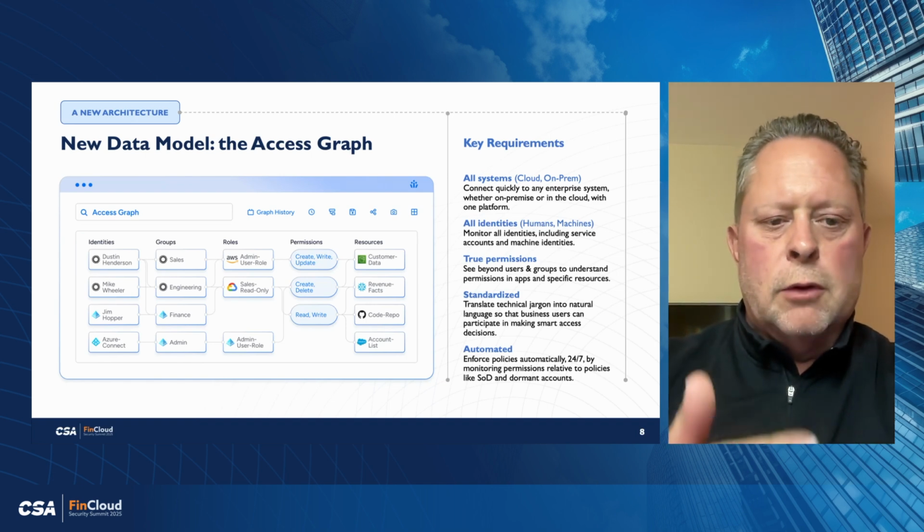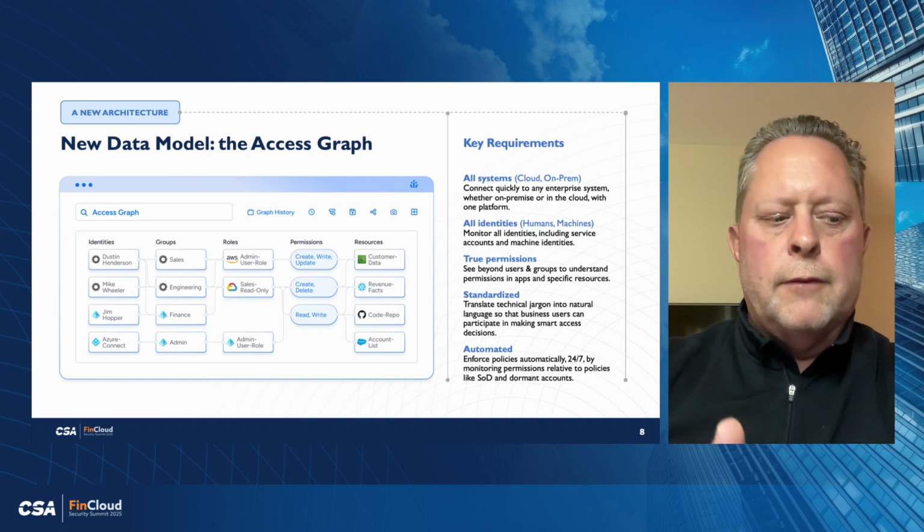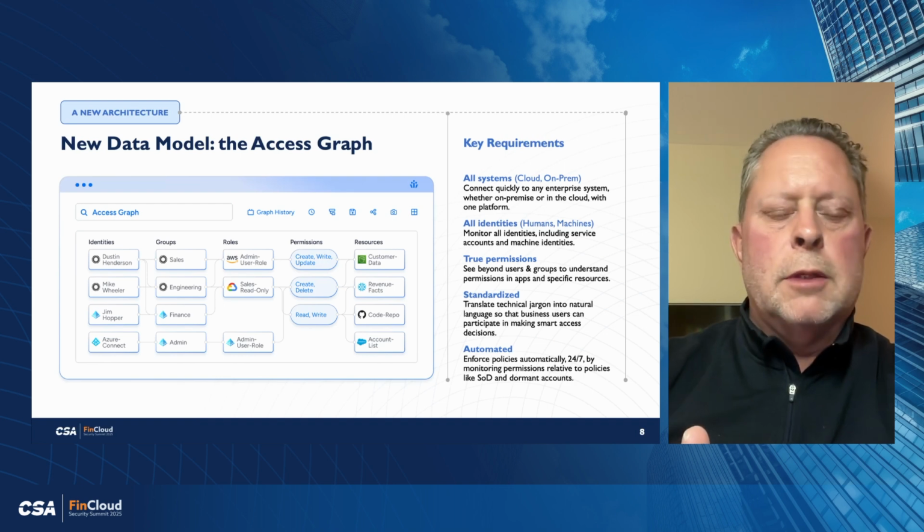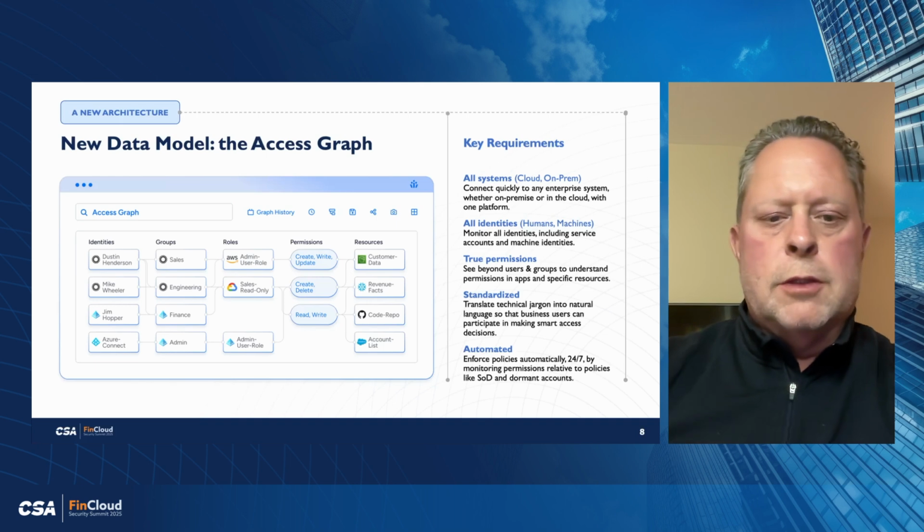So the access graph basically takes all components of what I call the identity access chain. So you have your identities, you have your groups, which a lot of times exist in your IDPs, whether it's Microsoft, whether it's Okta, whether it's Ping. And then you have your roles, permissions, and resources. Like I mentioned, each one of those are on the various platforms.